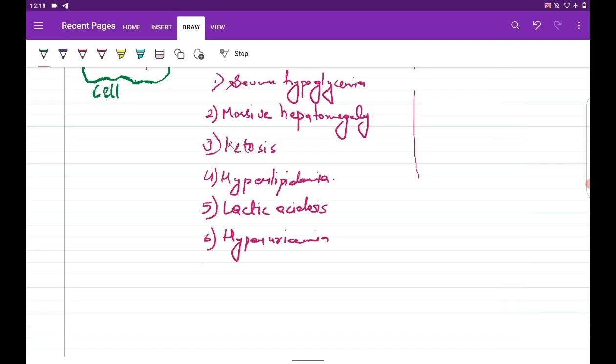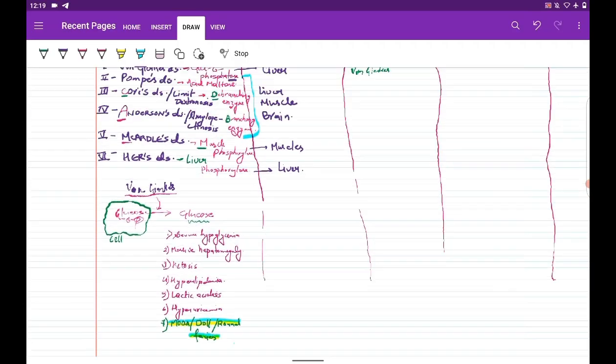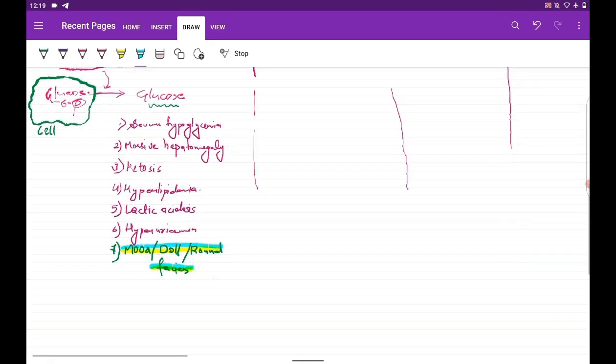And the last point, which is very important from an exam point of view, is that they will mention something like moon or doll like faces, doll or round faces. Okay, this will be a hint which will help you to reach the diagnosis. So this is the problem.